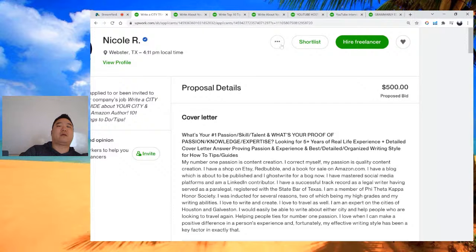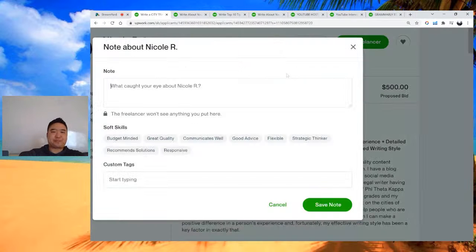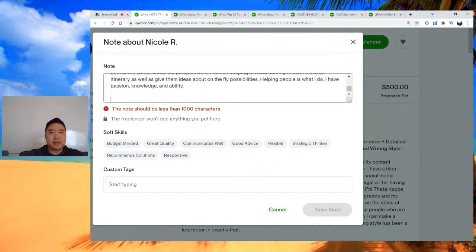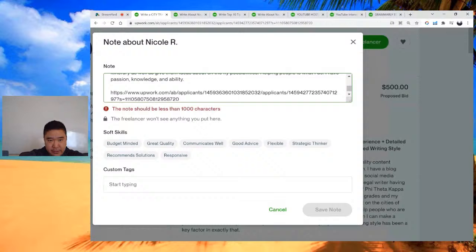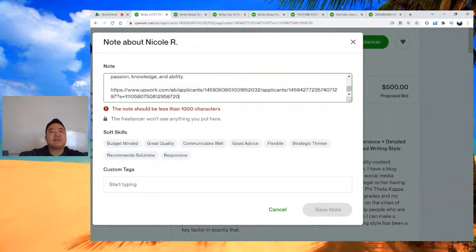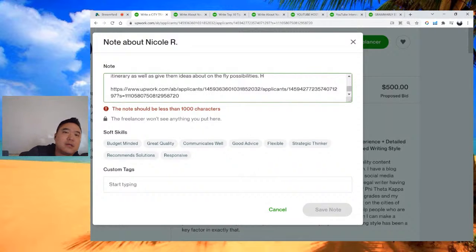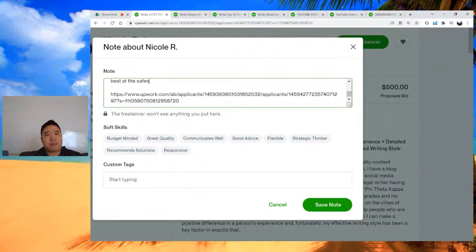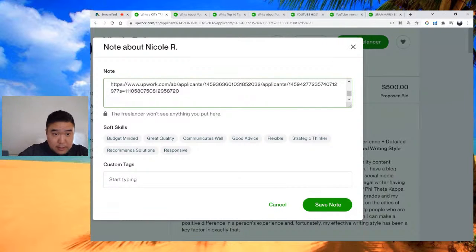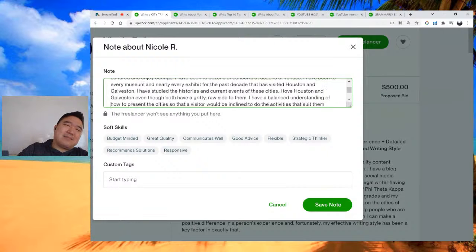Saved. Add a note. Copy and paste the answers, and copy and paste the URL for the job profile. Now you can only put 1,000 characters, so I'm going to have to delete from the back. Okay, there you go. Oh, I have to come up with a title. I'll do that later.